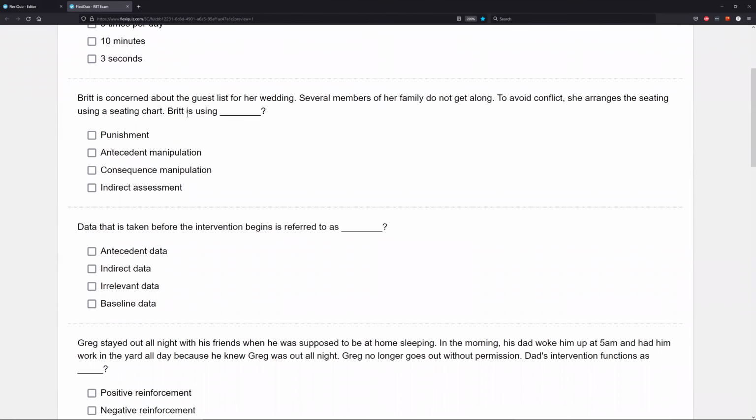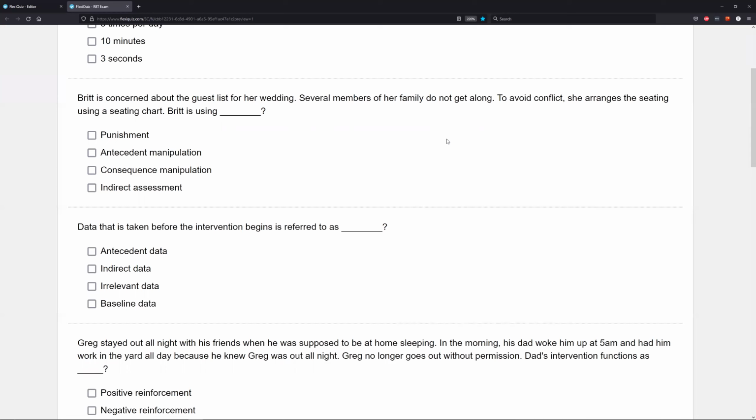Question 2. Britt is concerned about the guest list for her wedding. Several members of her family do not get along. To avoid conflict, she arranges the seating using a seating chart. Britt is using what? Okay, pretty common thing at a wedding. We're going to have a seating chart. We're going to make sure the people who get along stay together, the people who don't, right? So that's what Britt is doing. Britt is avoiding, okay, conflict. She's avoiding issues. She's avoiding these problems.